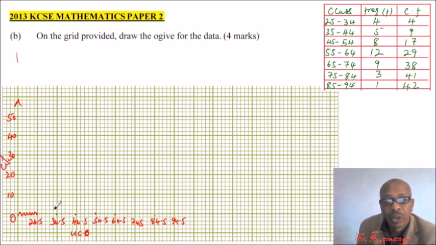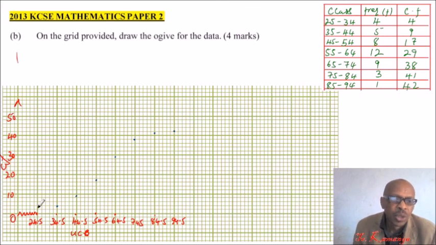Then you can use a dot or a square. At 44.5, we have 9. So 9 is there. Then we have 54.5, we have 17. This is 18, so 17 is there. The next one is 29. The next one is 38. Then the next one is 41. And we have 94.5, which is 42.